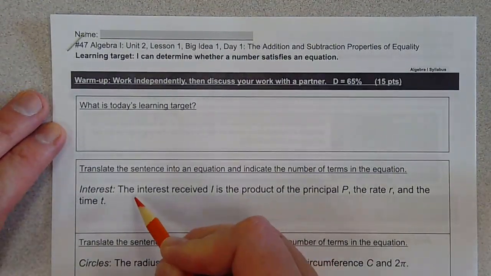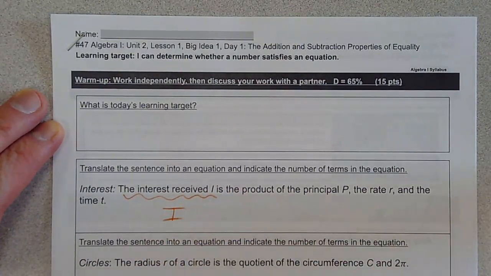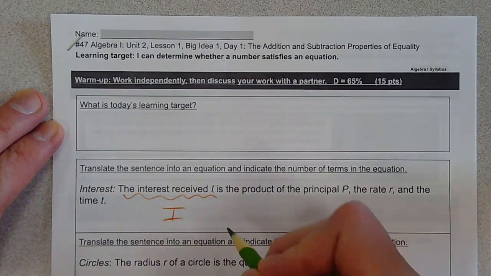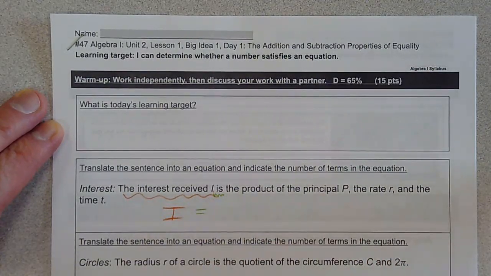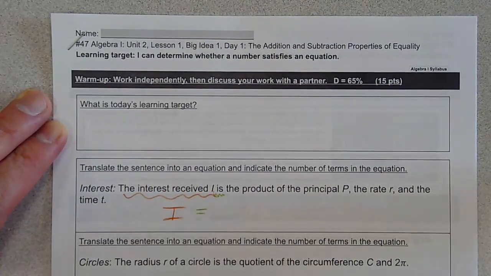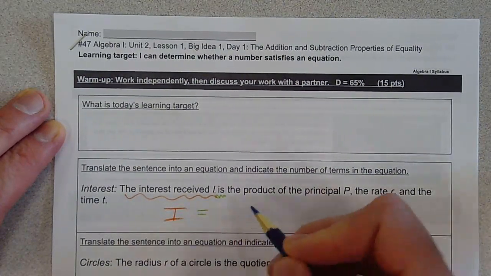The interest I, that's where it starts. That's probably how I want to start this equation. Let's put the letter I right there. And I'm looking for an equal sign. Where is my equal sign? Hopefully some of you said the word "is" means equals. So now I have I equals. And now you have to think back. The product. Is it add, subtract, multiply, or divide? It is going once, going twice, multiply. All right, so we're multiplying things.